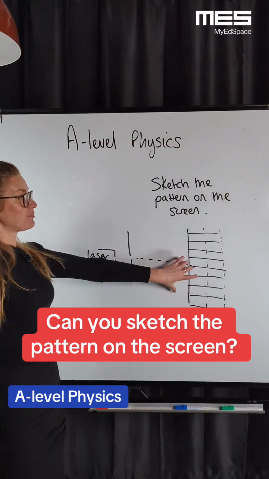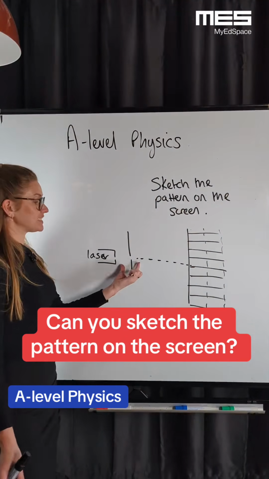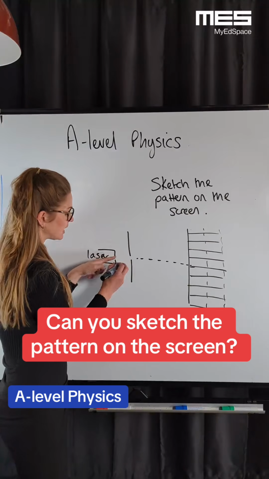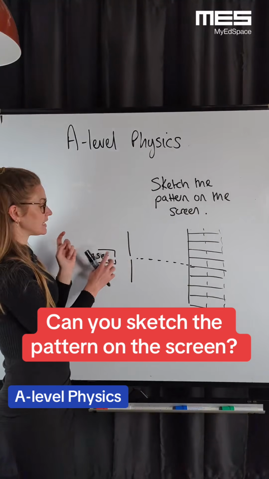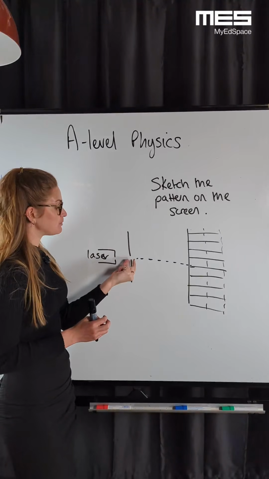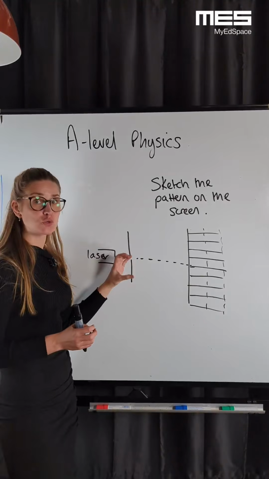Okay, how would you sketch the pattern seen on the screen for the single slit? Okay, so the single slit, the key thing you have to remember is, basically, when these waves, if they're coherent, lasers give us coherent waves, when they hit this slit, what's going to happen is basically every single point acts as a source of waves.